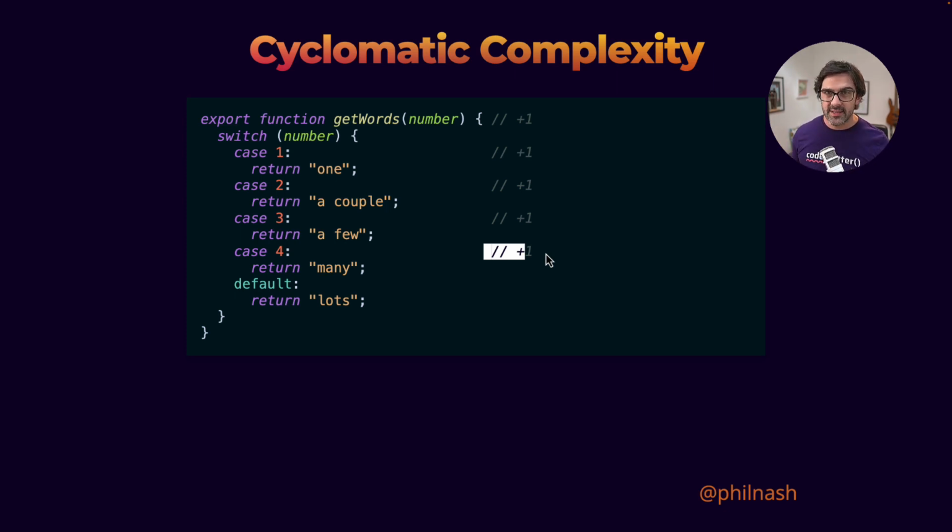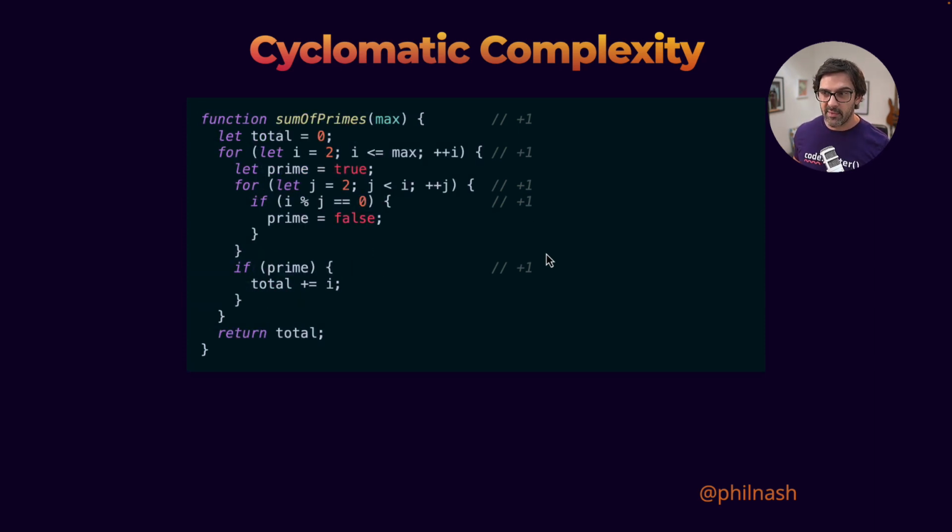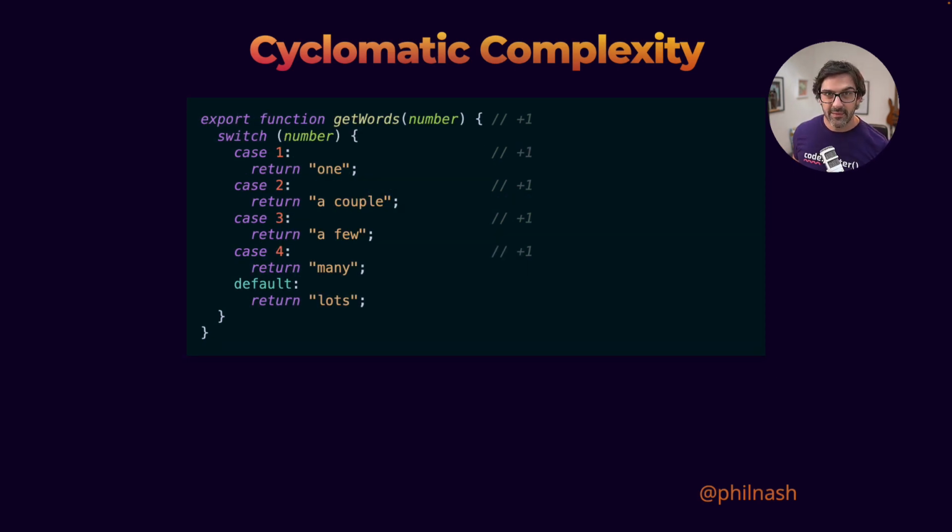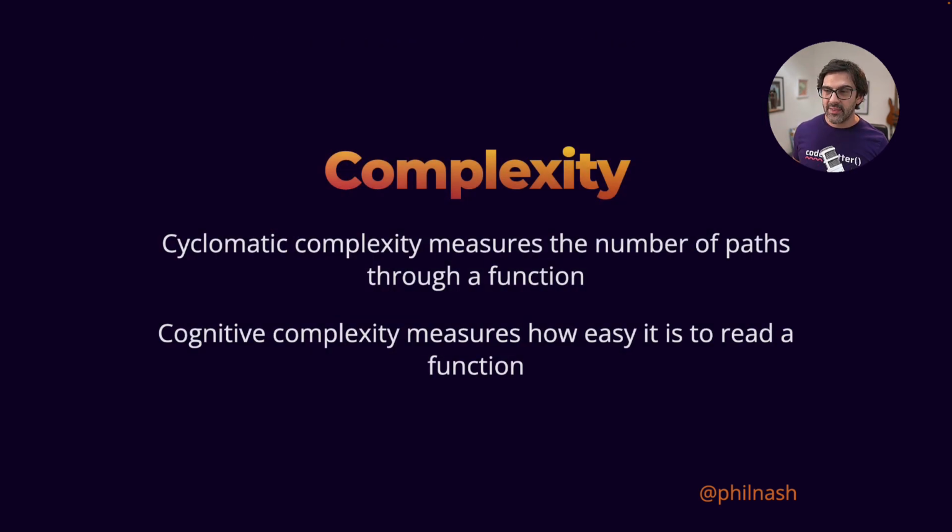And so under cyclomatic complexity, this getWords switch statement and this sum of primes nested looping conditional statements score the same. And so that doesn't really help a lot, I don't think, when we're trying to deal with how complex we think a function is. In fact, it turns out that cyclomatic complexity actually just measures the number of paths through a function.